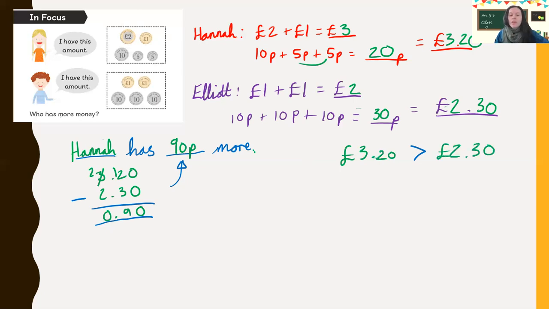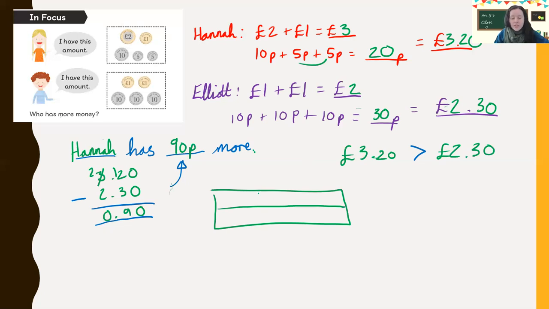£2.30. Now you could show this in bar models to show how those amounts are made. So again, you'd be using a ruler. Not like this. So let's do Hannah's first. So she's got, let's write it in pence. So she has 320 pence.